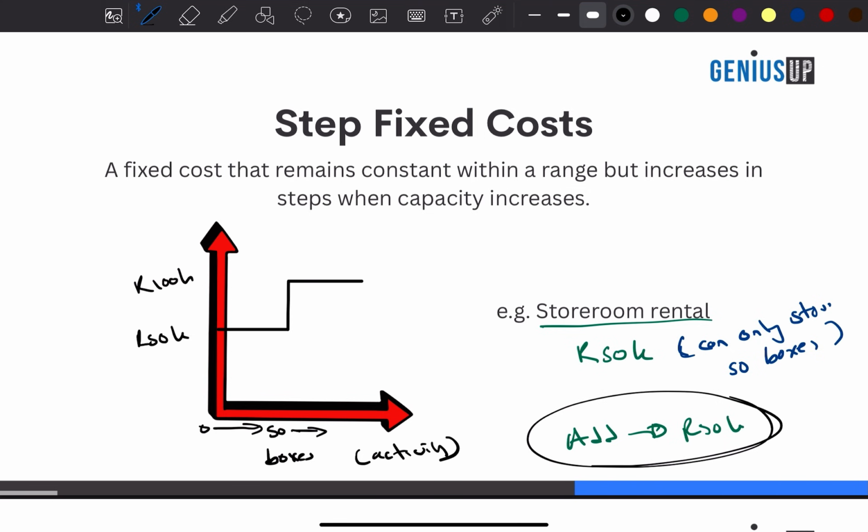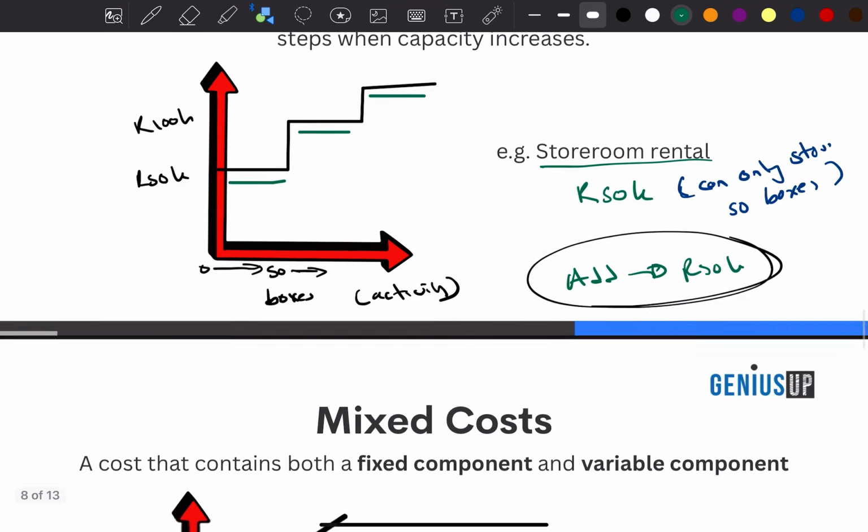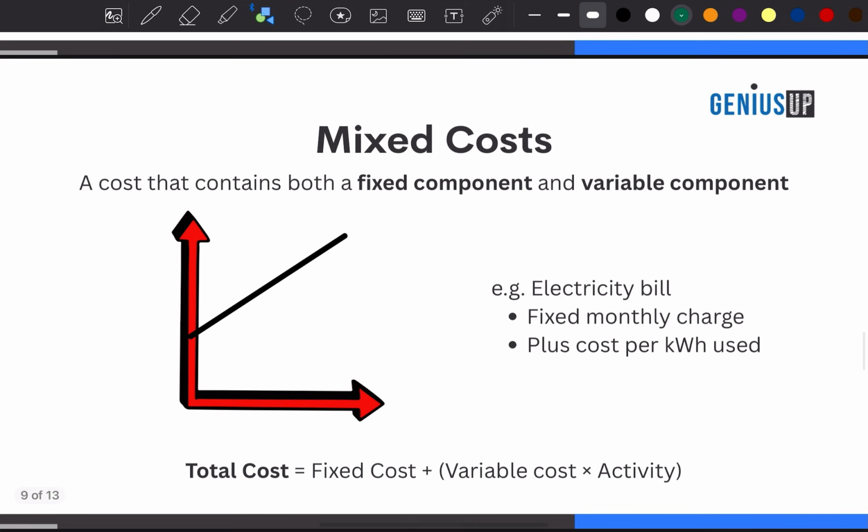So the idea behind step fixed cost is basically that they are fixed for a certain range, but once you go above a certain range, then they change. So you can see here that they are fixed for this range, but once you go above 50, it jumps to here. Once you go above 100, it jumps to here. So that's the idea behind step fixed cost.